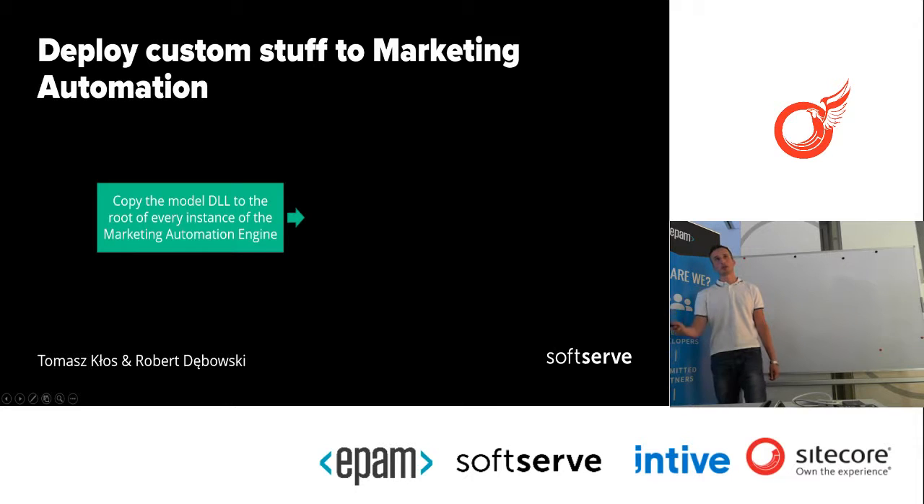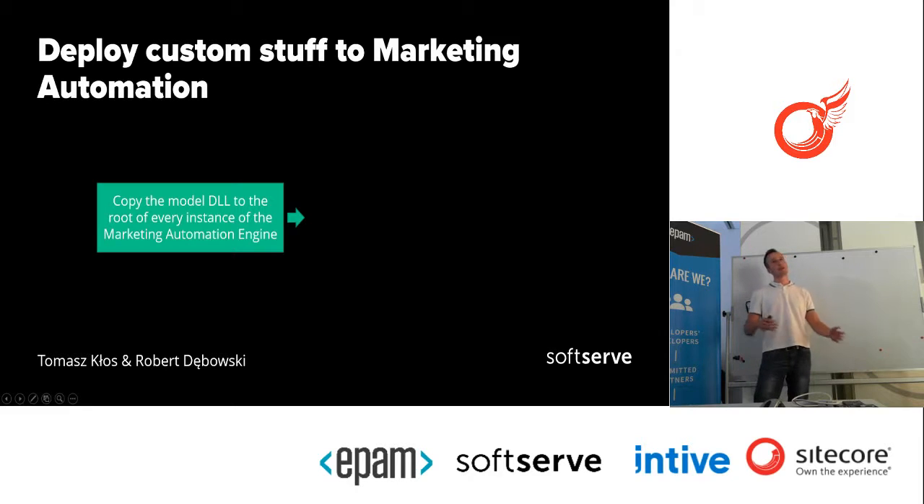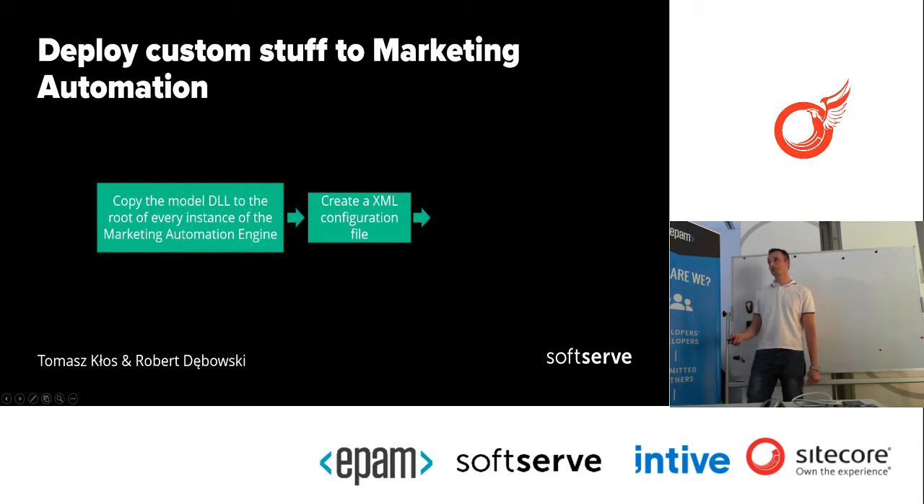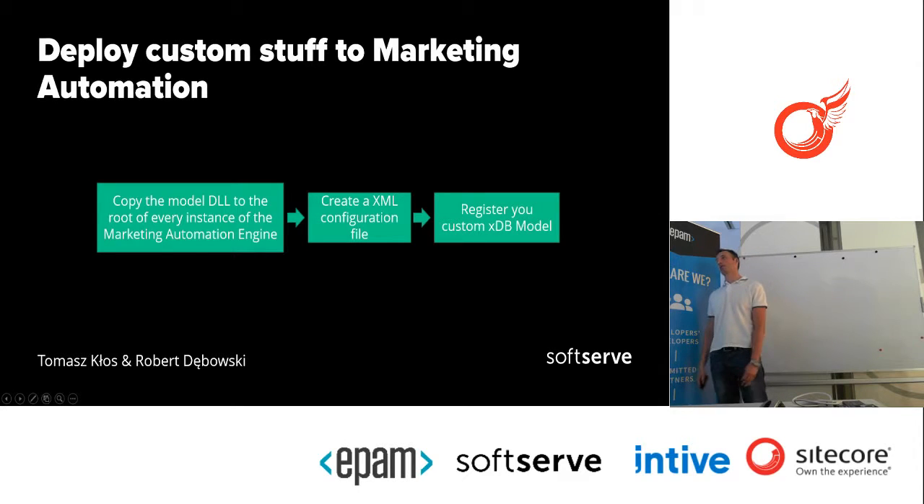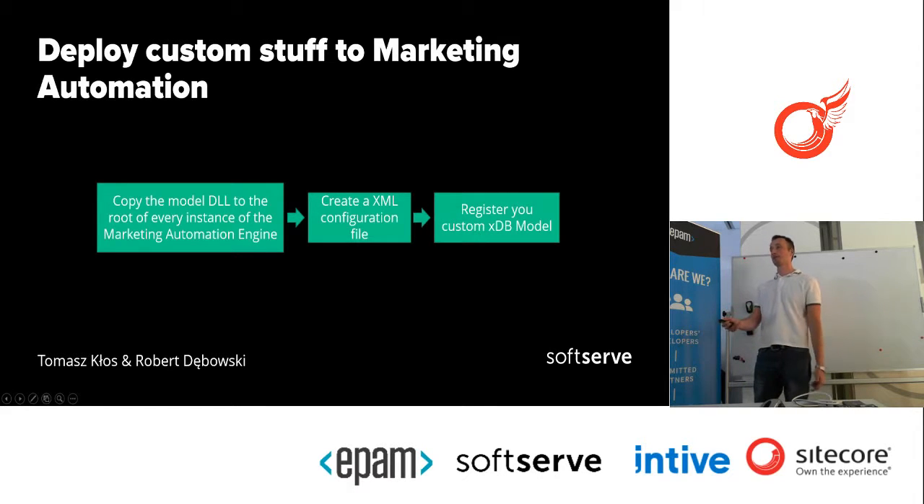So when we want to use our custom facets and so on in the marketing automation, we have to do other activities, like copy the model DLL to the root of every instance of the marketing automation engine, create the XML configuration file, and register our custom XDB model. Now we know that we've got the eXtremeConnect and the marketing automation stuff done.